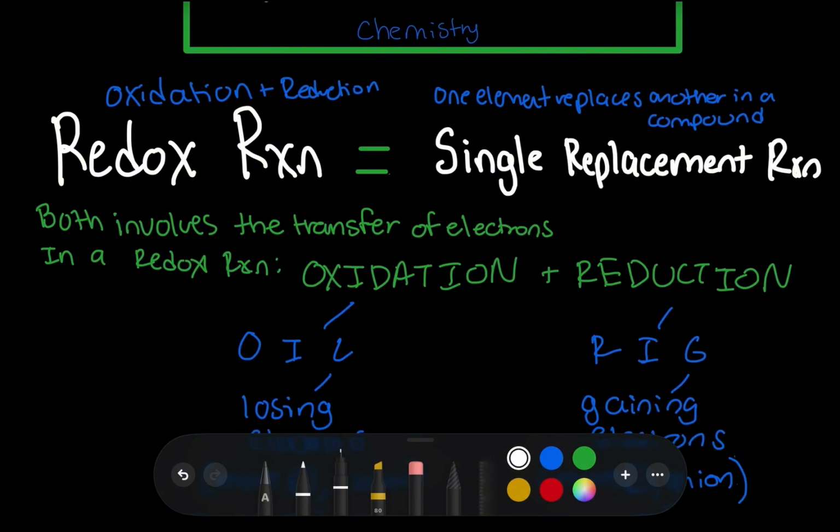In a single replacement reaction, you will involve one element that replaces another in a compound due to reactivity, where the one that's more reactive replaces the one that's less reactive. And it's also similar to ionic compounds, because in ionic compounds, you're typically transferring electrons from the metal to the nonmetal. So what's similar about these two is that they both involve the transfer of electrons. However, in a redox reaction, again, we need oxidation and reduction.